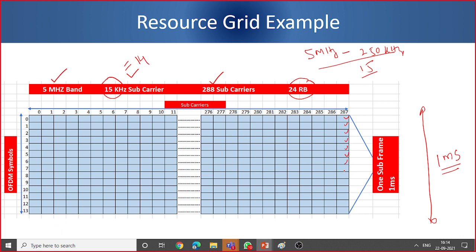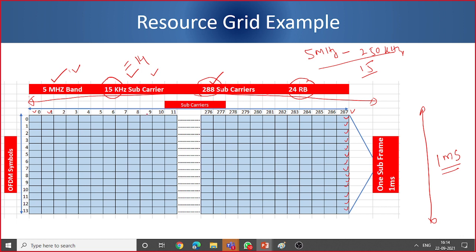So these are nothing but symbols on this axis, right? Onto this axis, I have plotted all the subcarriers, starting from subcarrier 0, 1, up to 287. So total 288 subcarriers. So this is a real kind of a resource grid. When I have a 15 megahertz band, I am using 15 kilohertz subcarrier spacing. So this is your resource grid.